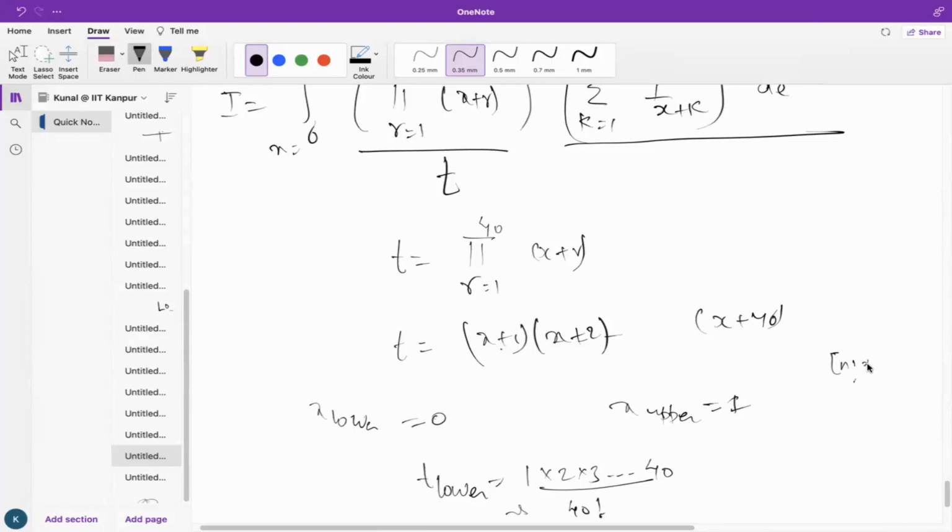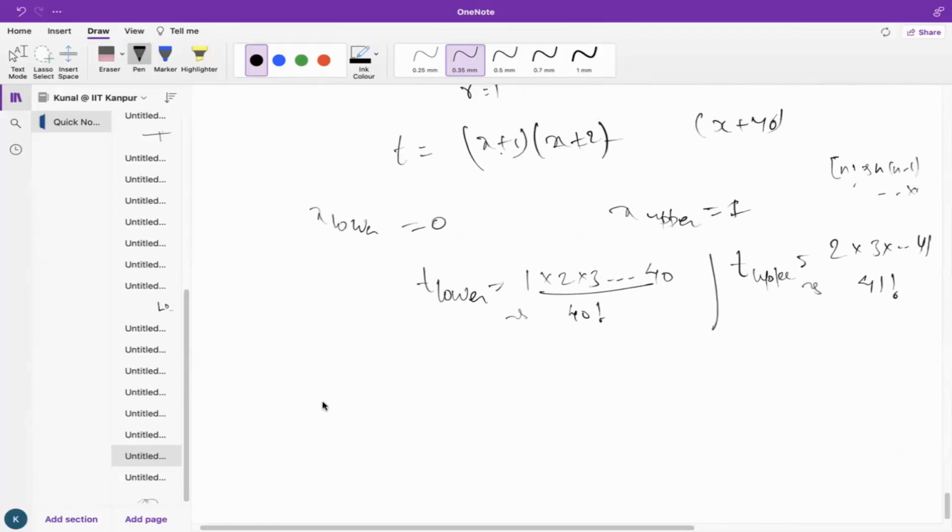What is n factorial? n into n minus 1 down to 1. So it will be written as 40 factorial. When we get the t upper limit, substitute the value 1 here. So it will be 2 into 3 into ... up to 41. So it will be written as 41 factorial. So now when we go through the integrand, it varies from 40 factorial to 41 factorial.